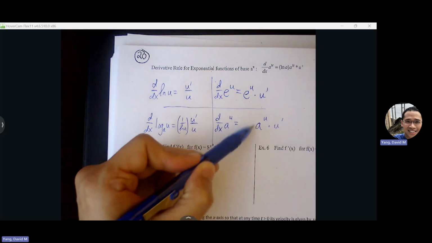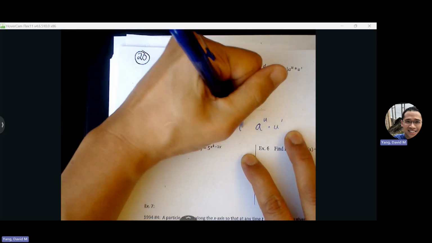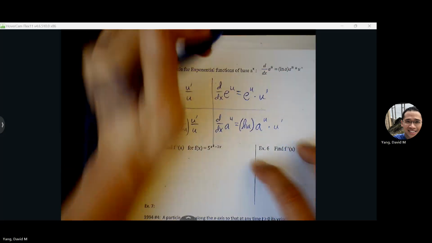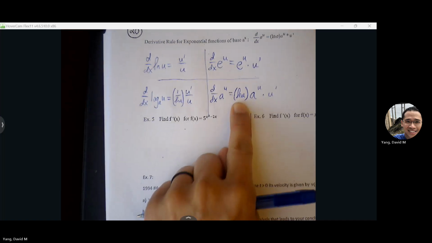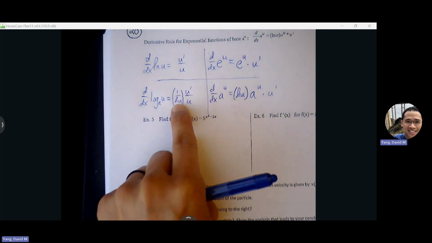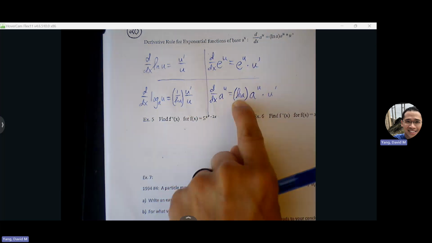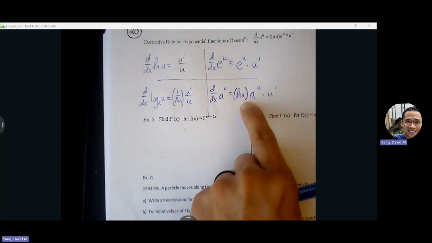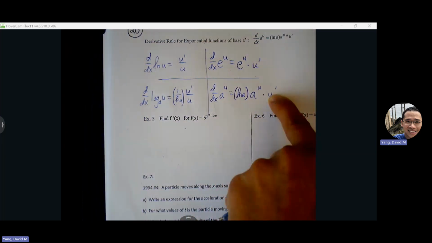But the conversion that has to happen, we have to convert it into base e, and it's going to look like this, natural log of a. So for natural log, it's 1 over natural log of a for the conversion into base e. And then for exponential function, if I want to convert it into base e, it's just natural log of a times, and then it follows the same format. It's the original function times the exponent's derivative.